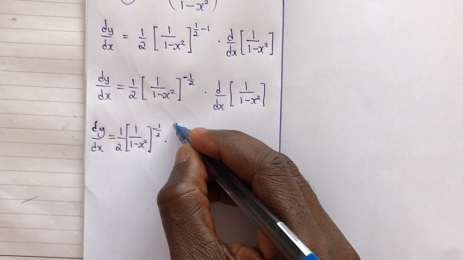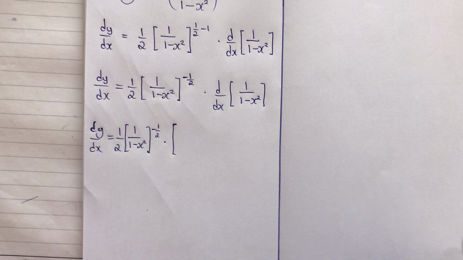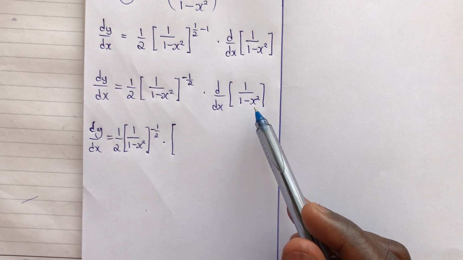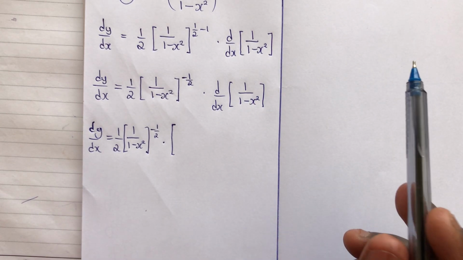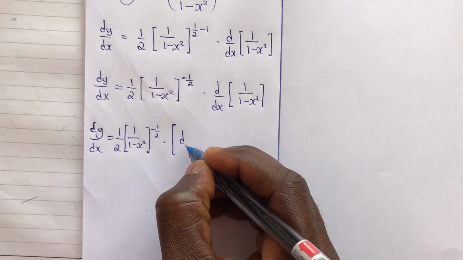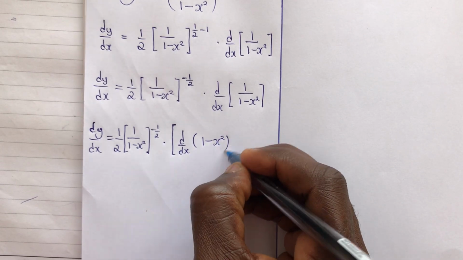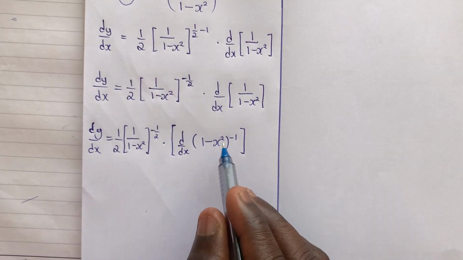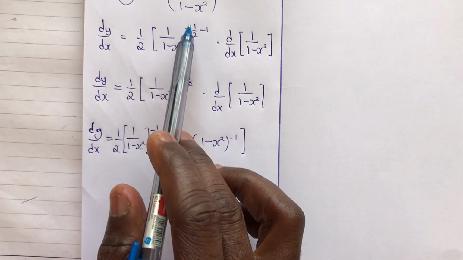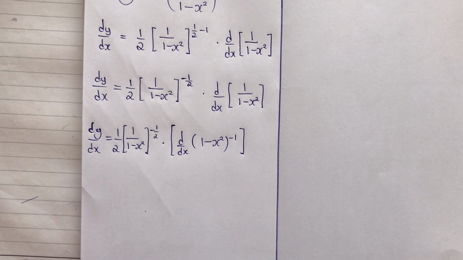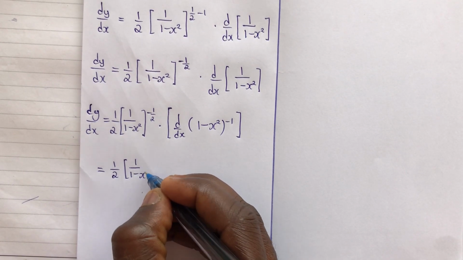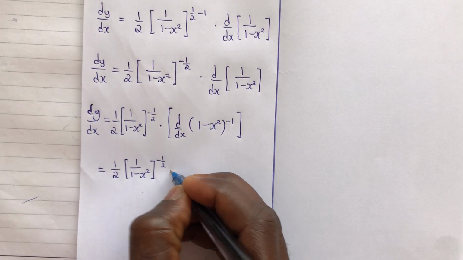Now watch very carefully. I will change this to a linear function, then it will be easy for us to differentiate. I don't want to apply quotient rule here because this is a fraction. We can apply quotient rule to solve this, but I will avoid that one. So this is giving us the derivative of 1 minus x squared to negative 1. So I've changed this to a linear function. Now I'll apply the same principle I did here to solve this side. So we still have 1 out of 2, 1 over 1 minus x squared, negative 1 over 2 times.